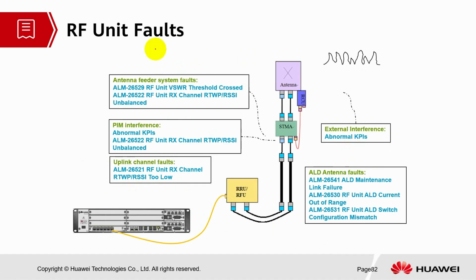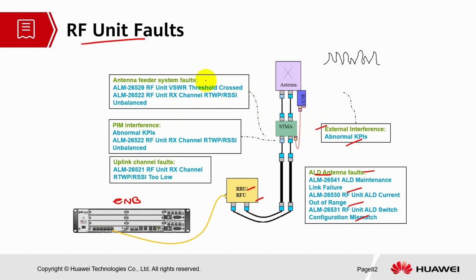So let's look into what kind of RF unit faults can occur and we can face. It is divided into several segments. Starting from the E-node B side, we have a connection towards the RRU and RFU. From the ALD antenna fault, this is the antenna line device, we can have link failure of the ALD, RF unit ALD current out of range, or configuration mismatch. External interference could cause abnormal KPIs.